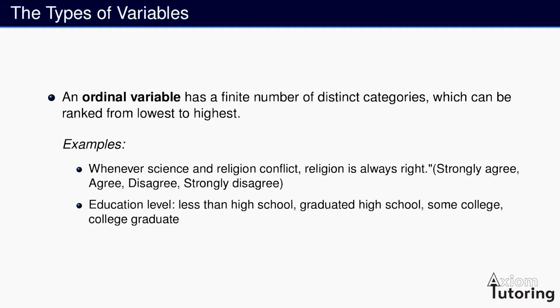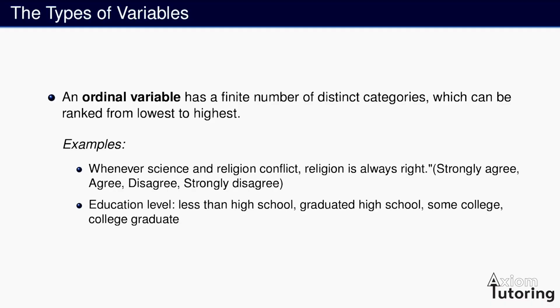Another example of an ordinal variable would be educational level when it's expressed in those different categories: less than high school, graduated high school, some college, college graduate. Because in this case, we can tell that someone who did not graduate high school has less education than a college graduate, but there again, there's no unit of measurement. Okay.